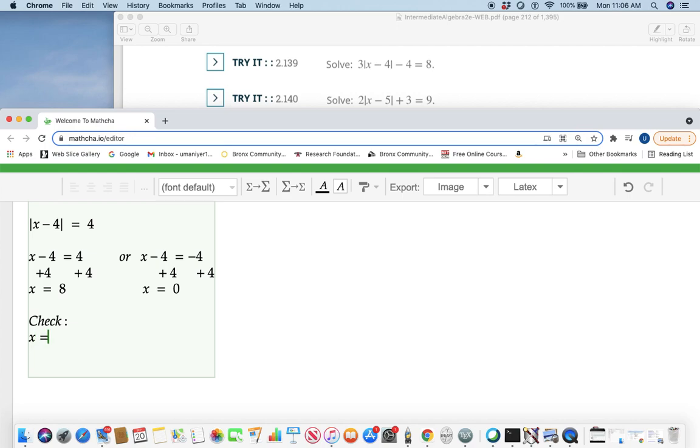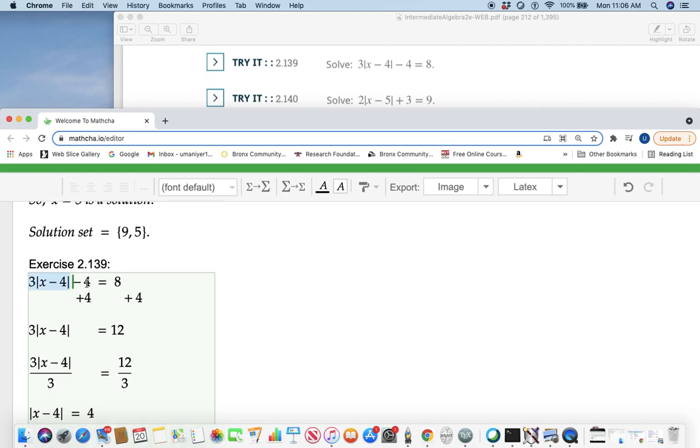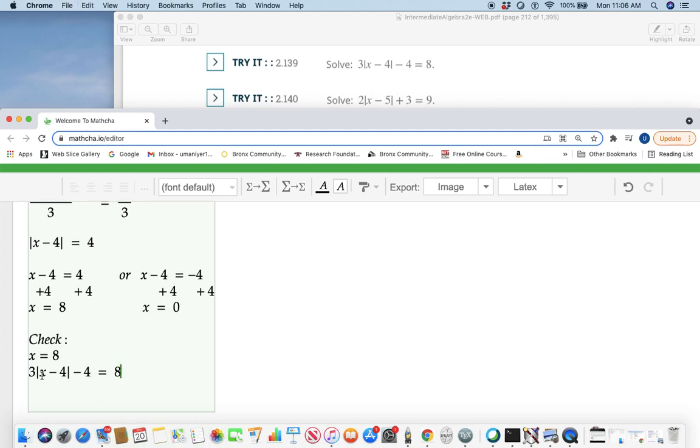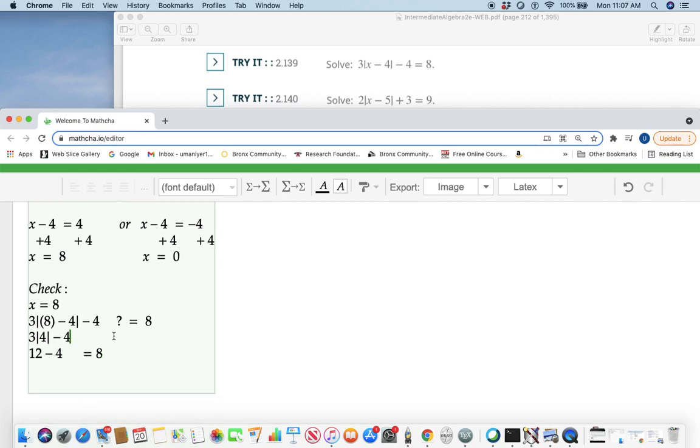Let's check each one. x equals 8, we want to check in our original equation. So you want to check whether it is equal 8. What is equal to 8 when x is substituted by 8? So let's see. 3 absolute value. 8 minus 4 is a 4 inside, minus 4. Is it equal 8? 3 times absolute value 4 is a 12, minus 4. It is indeed 8. Okay, so remember we were checking whether it is equal 8. So yes, x equals 8 is a solution.